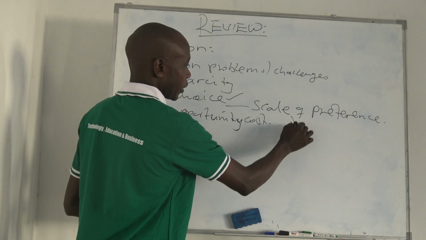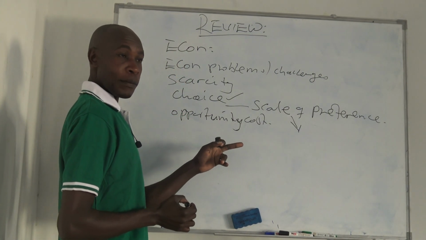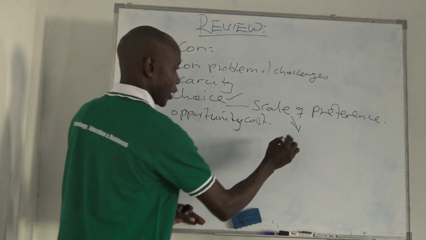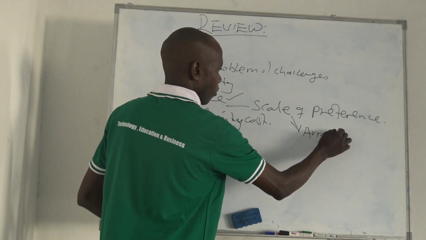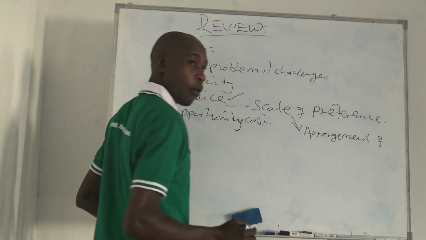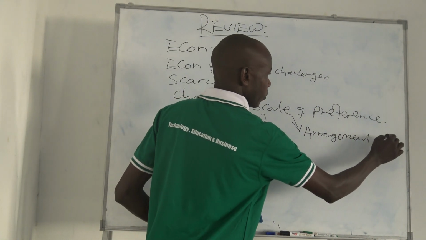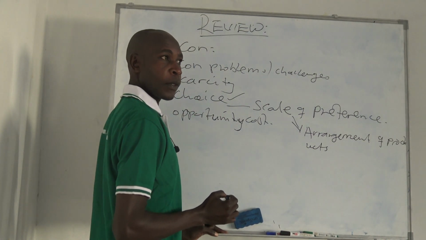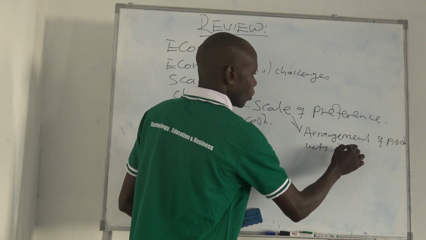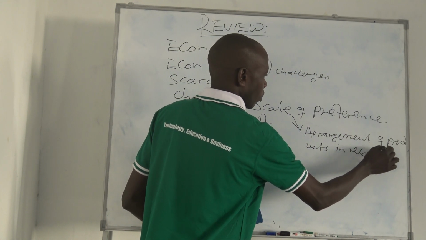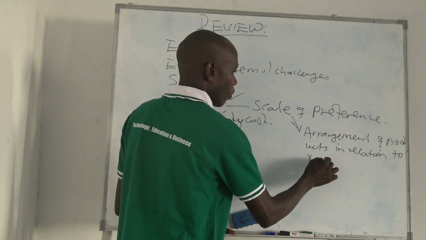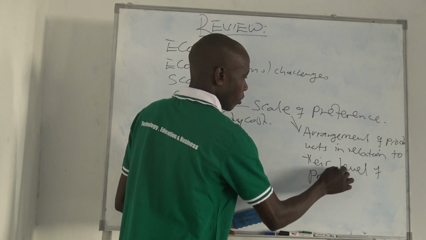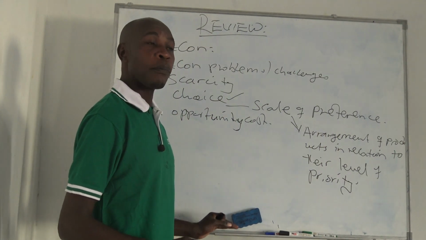What is a scale of preference? When you talk about scale of preference, we mean the arrangement of products in relation to their level of priority. Their level of what? Of priority.